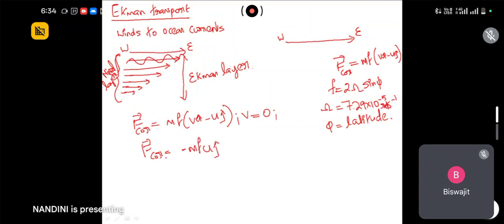And this is acting in which direction? Minus F U. So it is basically in the north-south direction.